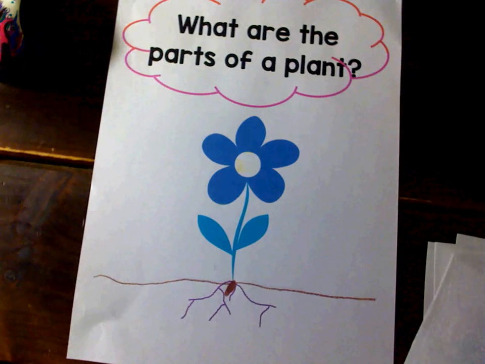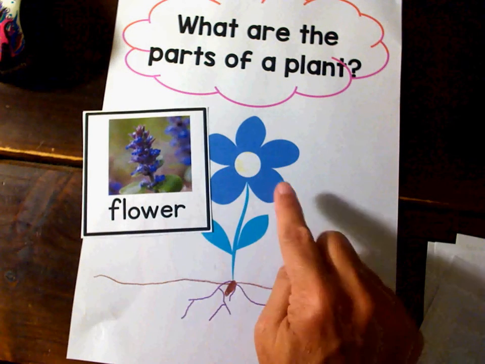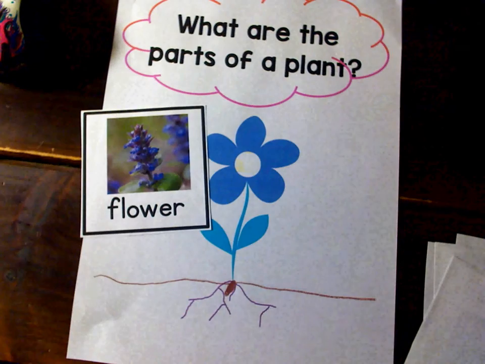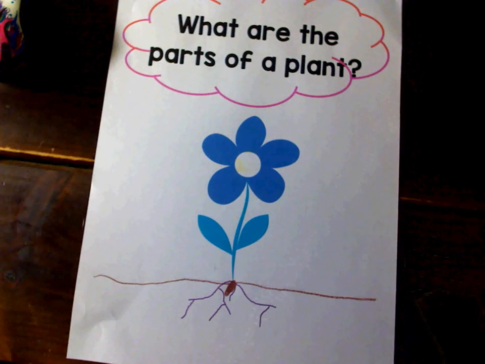Now, let's go one step further. This is the part of a plant that is beautiful. It attracts bees and other insects that help in pollination and making new plants. That's right, boys and girls, it's the flower. You guys did a great job identifying the parts of a plant.